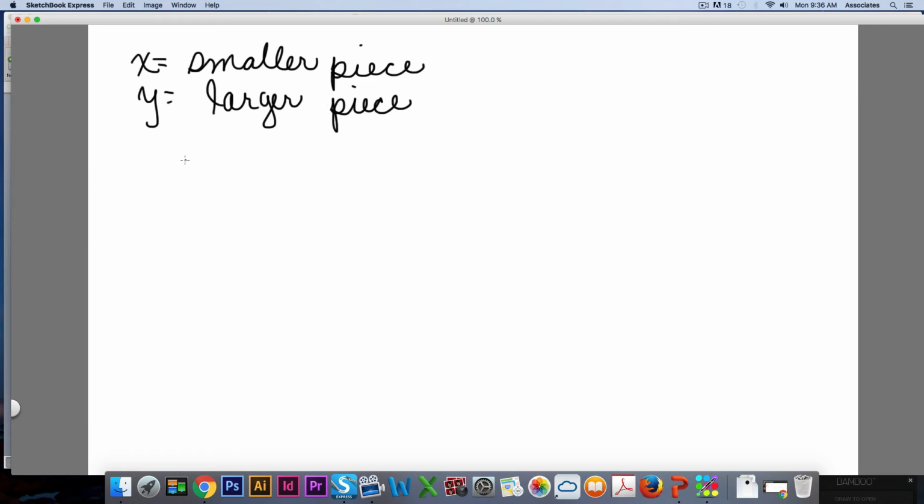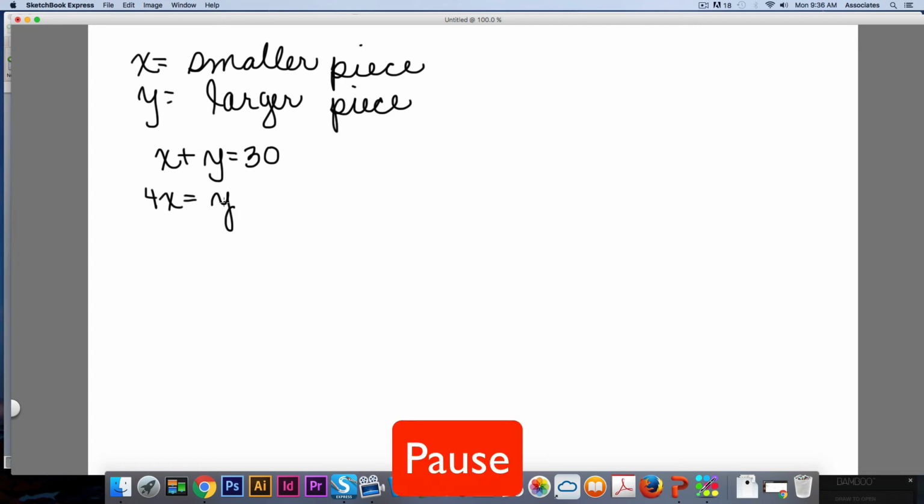All right, it says together these pieces equal to 30 inches. So X plus Y equals 30. That was the first piece I knew. The second piece said that the larger piece was 4 times the smaller. So here are my 2 equations. All right, so if you need to, ask the teacher to pause the video if you need a chance to solve these each for Y, now that you have the right equations.